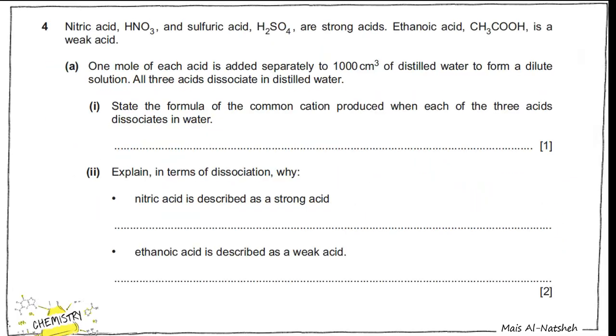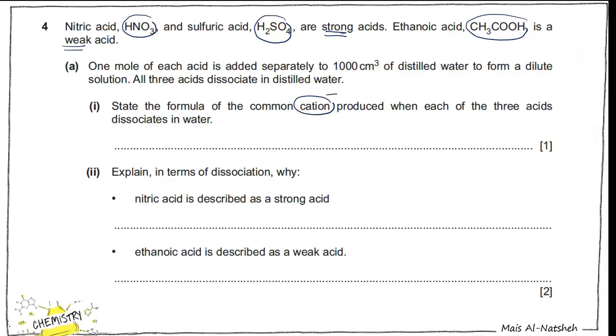Question 4. Nitric acid HNO3 and sulfuric acid H2SO4 are strong acids. Ethanoic acid CH3COOH is a weak acid. 1 mole of each acid is added separately to 1,000 centimeter cube of distilled water to form dilute solution. All 3 acids dissociate in distilled water. State the formula of the common cation produced when each of the 3 acids dissociates in water.